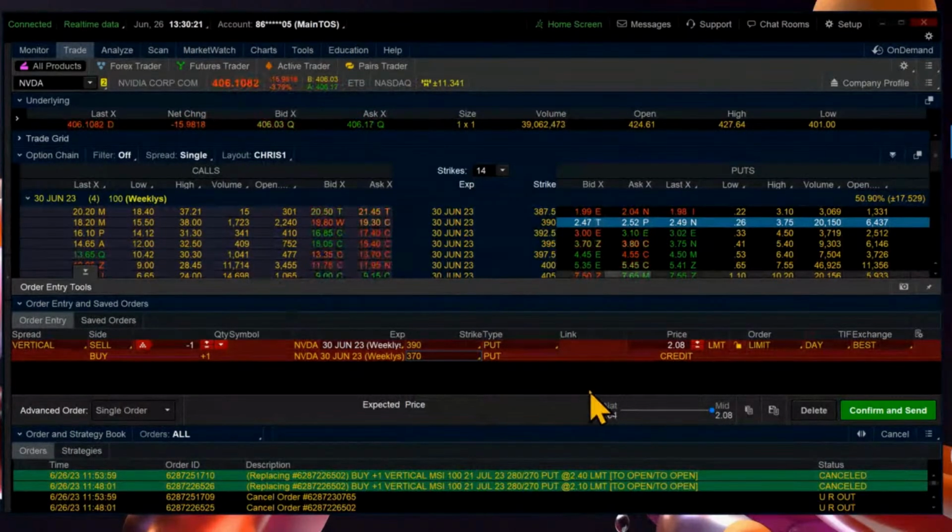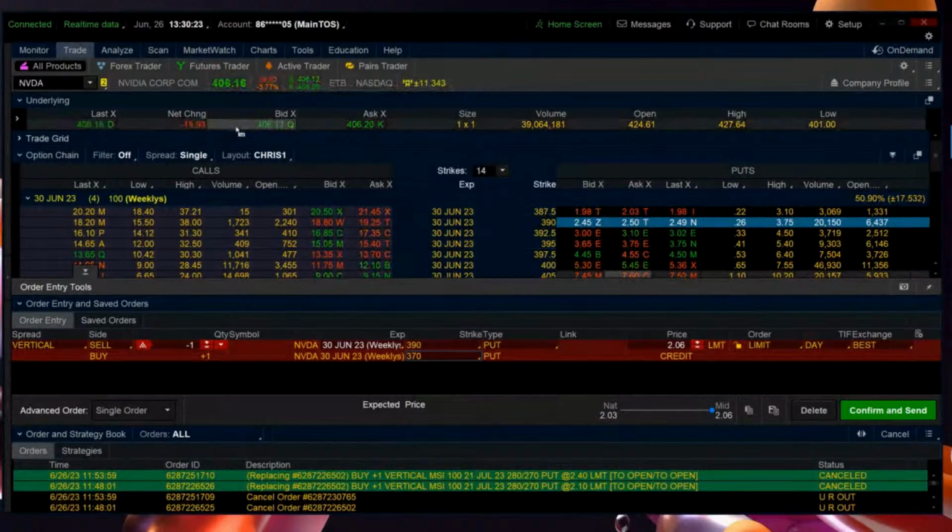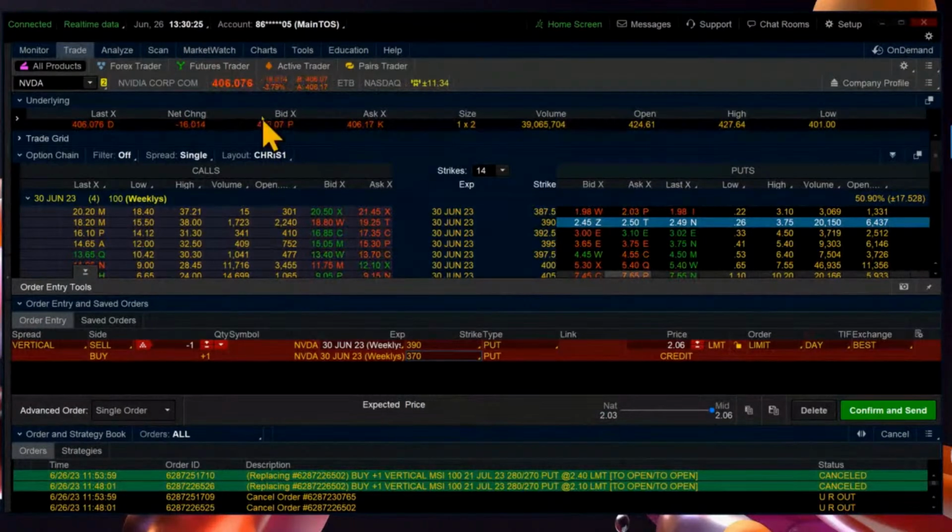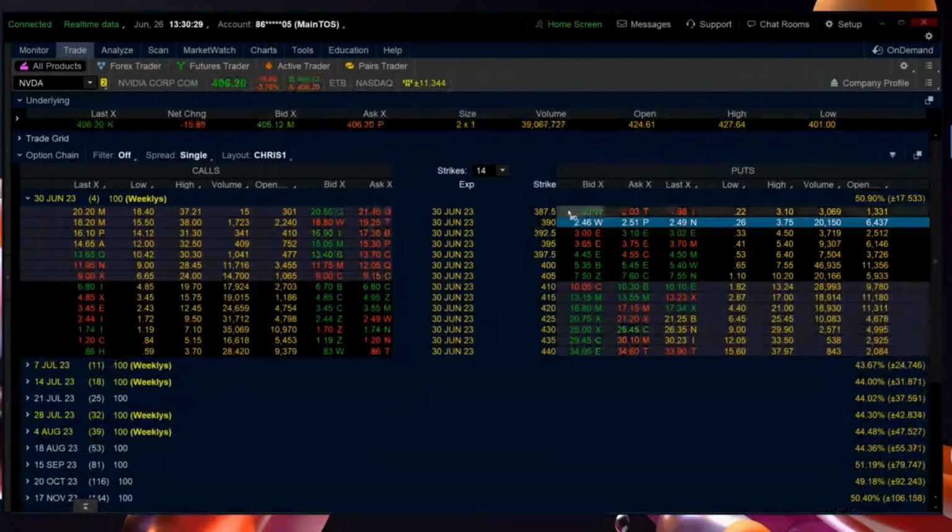So I just want to show you how I do things in here, what the intrinsic looks like. The quickest way to do it is to look at the stock and quickly look at the puts. And that'll tell you how much premium you have.